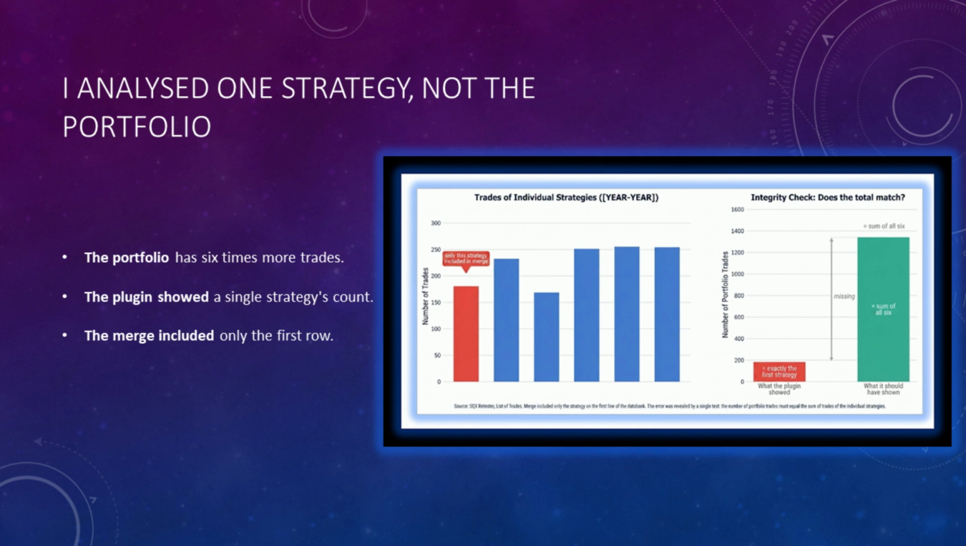The portfolio has roughly 6 times more trades than the plugin was showing, and when I pulled the trade count strategy by strategy, the number on screen was exactly the count of the strategy sitting on the first row of the list. The merge had included only that one, so one dumb check belongs in the process. The trade count of the portfolio has to equal the sum of the trade counts of the individual strategies. It takes 10 seconds, and it protects you from building an entire analysis on 1/6 of your data.